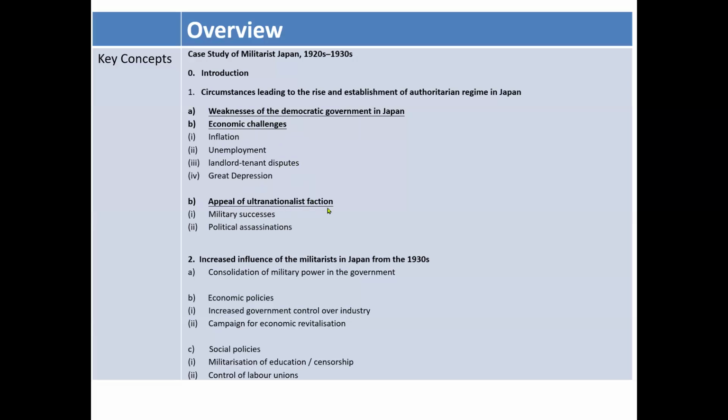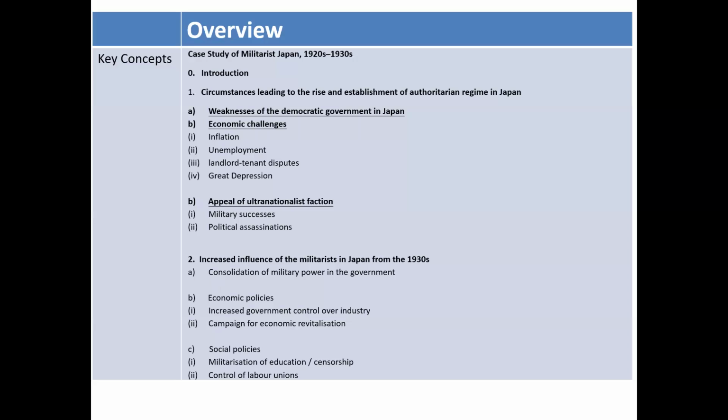So this is a new term. All right, what is the ultra-nationalist faction? Right, and in this ultra-nationalist faction, there are subpoints. Okay, the appeal, was it because of military success or was it because of political assassination? So this is number one, A, B, and C. Actually, A, B, and C will be one factor here.